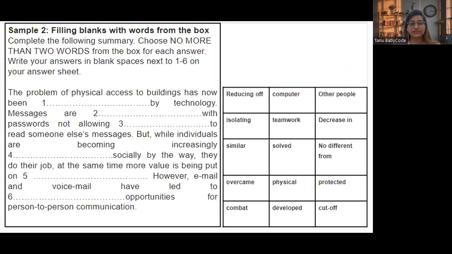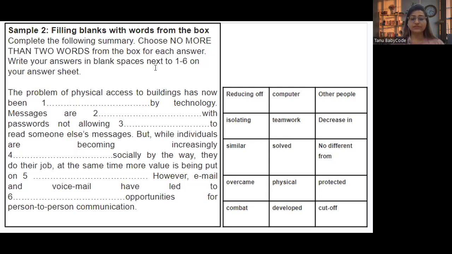Right? Let's do the second one. This is the trickiest one because here you need to choose the answer from this helping box, right? You will not choose the answer directly from the passage, but from the helping box. So first, read the questions.